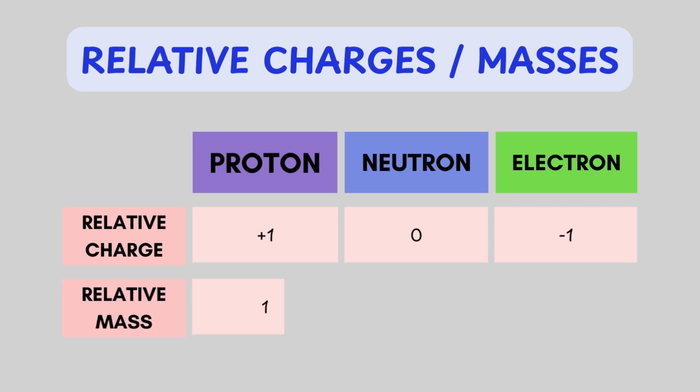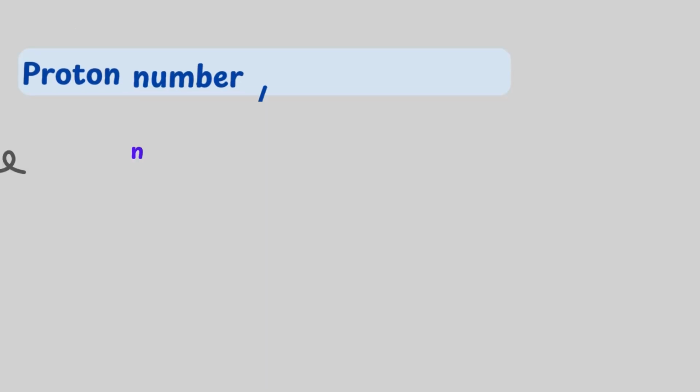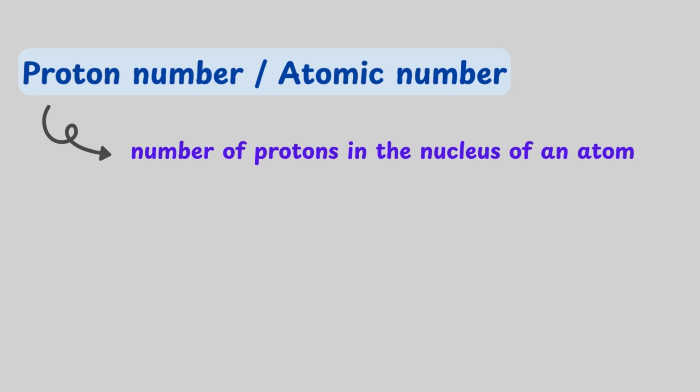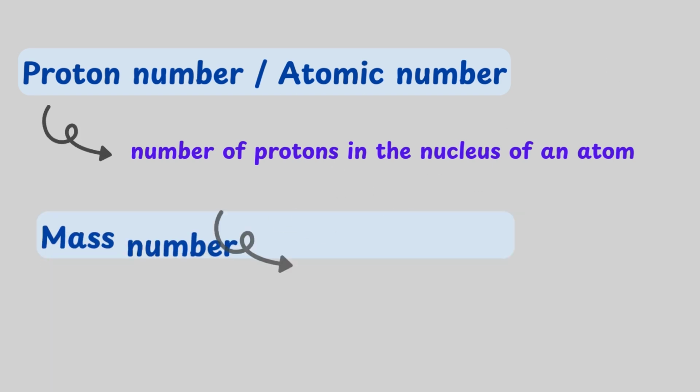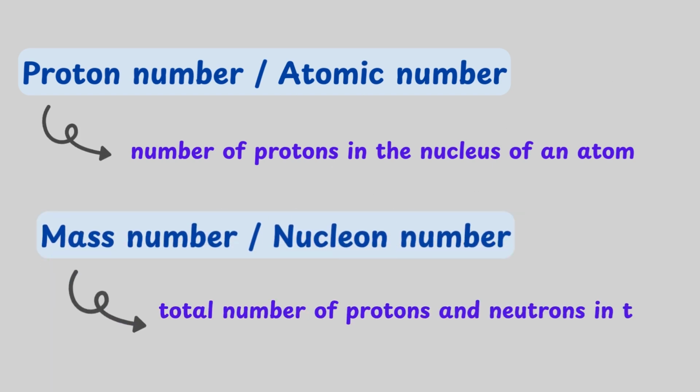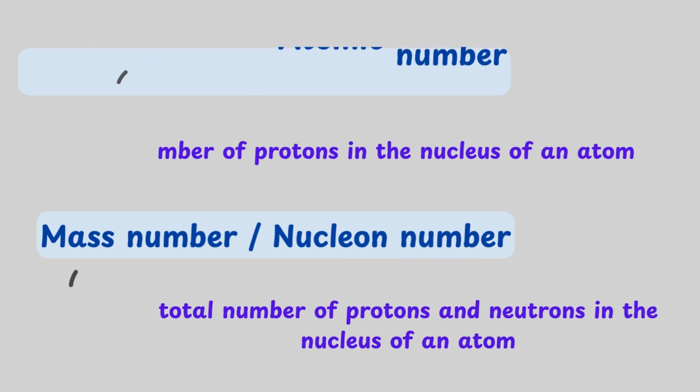The relative mass of a proton is 1, neutron is 1, and the mass of an electron is extremely small, close to 0. Proton number or atomic number is the number of protons in the nucleus of an atom. Mass number or nuclear number is the total number of protons and neutrons in the nucleus of an atom.